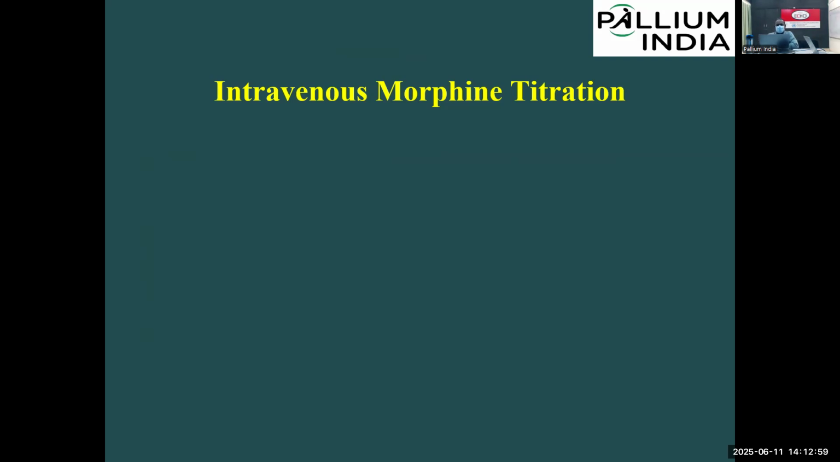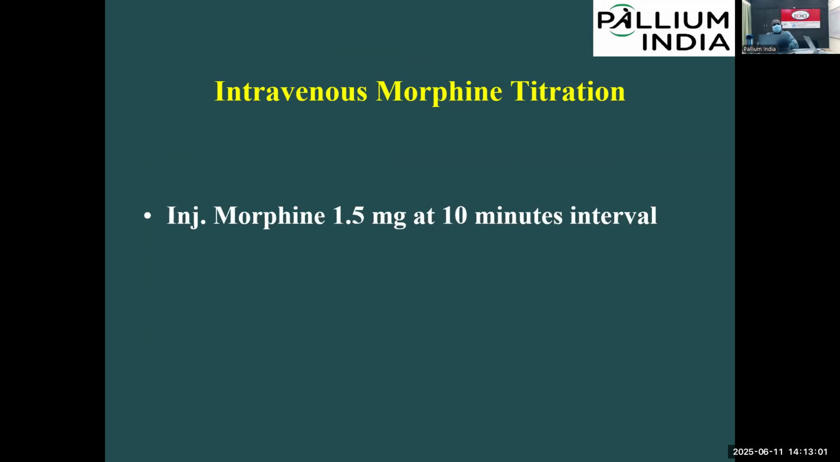So how do you do intravenous morphine titration? You have to give injection morphine 1.5 milligram at every 10 minutes interval. You give 1.5 milligram, wait for 10 minutes, and then again give 1.5 milligram. But I'm sure many of you have given opioids to patients. What is the immediate side effect that you expect by administering morphine to a patient?